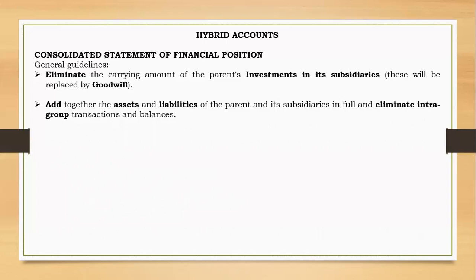So add together the assets and liabilities of the parent and its subsidiaries in full. Again, I'm repeating, in full. And then eliminate intragroup transactions and balances. Now, what do we mean by saying eliminate intragroup transactions and balances? What do we mean by this?